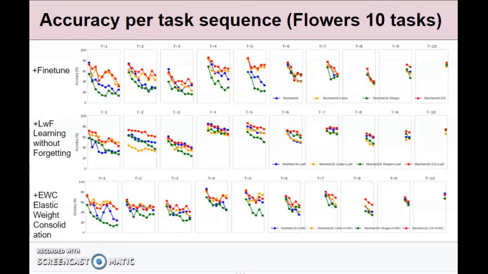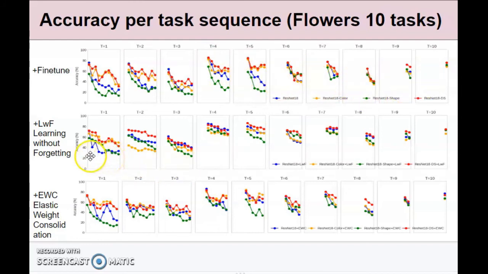We have also analyzed the accuracy for every task sequence, namely that we have evaluated every task on every task that we have added. We can see that for the fine-tune case, our network represented in the red line gets much higher accuracy in comparison to the ResNet 18. And also the slope of accuracy is much more flat than in the case of the ResNet 18, which is much more steep, as well as the other networks.